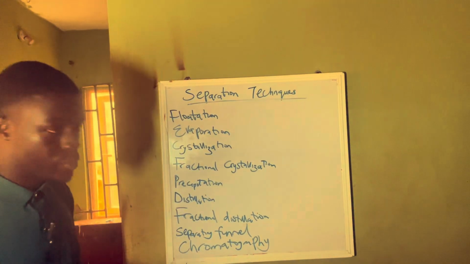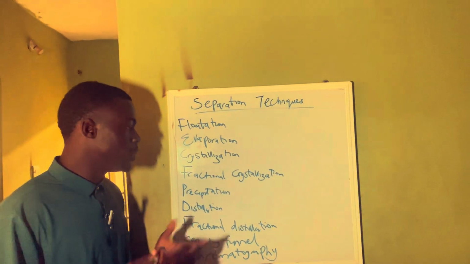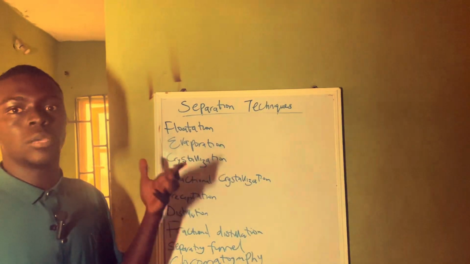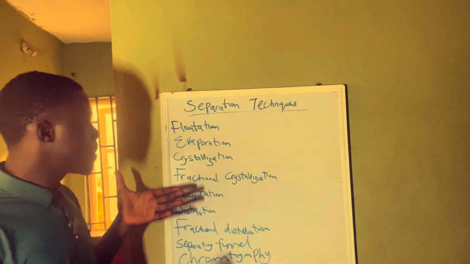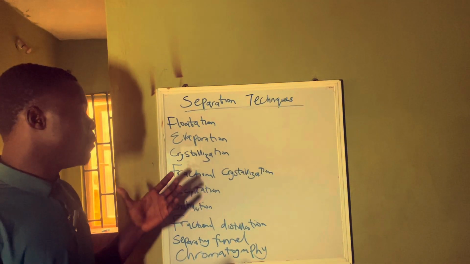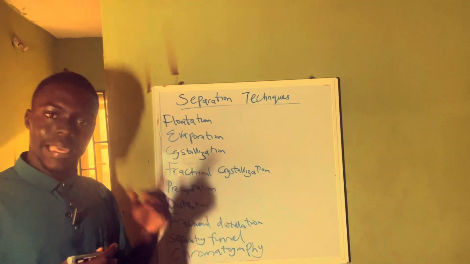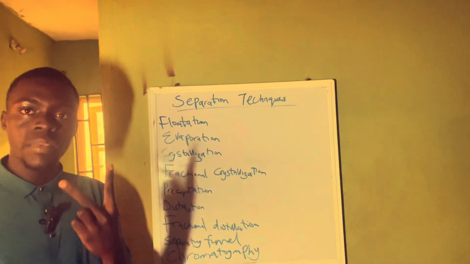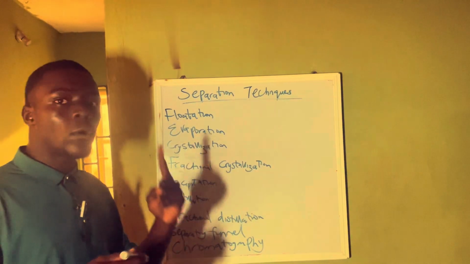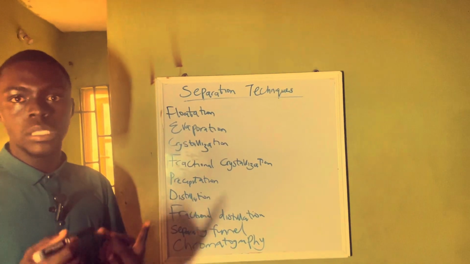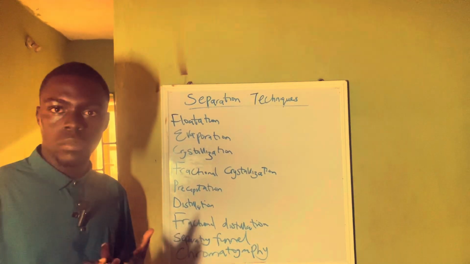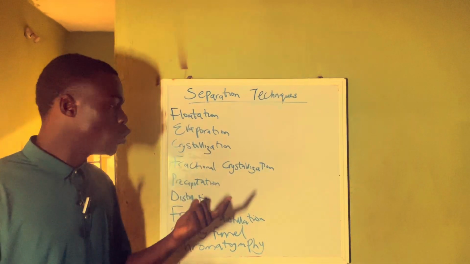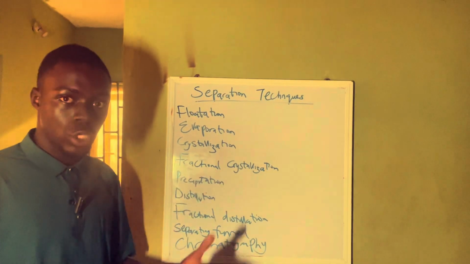The next thing on the line is precipitation. So what is precipitation, or how do we use precipitation as a separation technique? Precipitation can be explained as when you have a solute, and there are two miscible liquids. One of these two miscible liquids can dissolve the solute, but the second one cannot dissolve the solute. So this is precipitation.